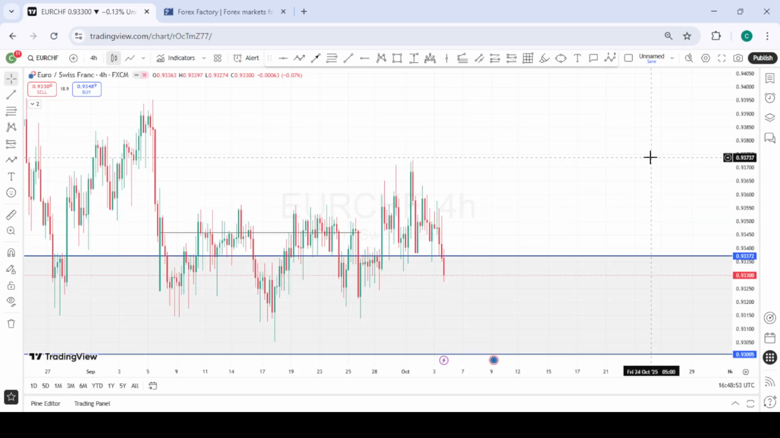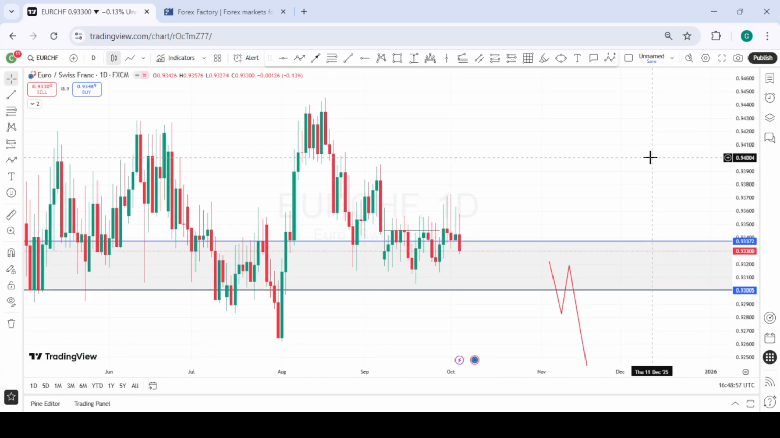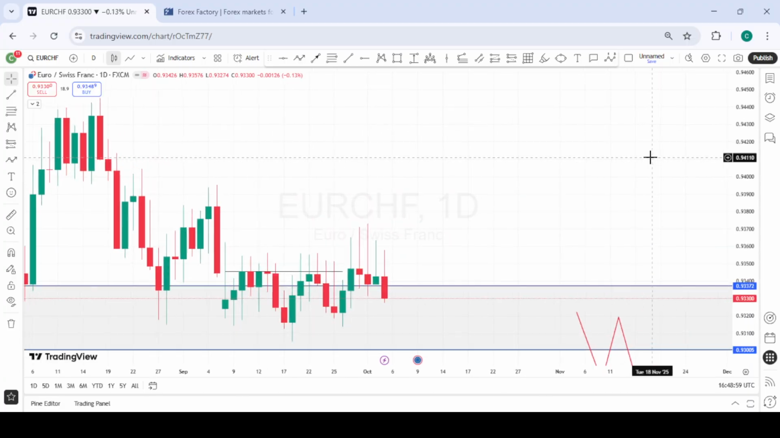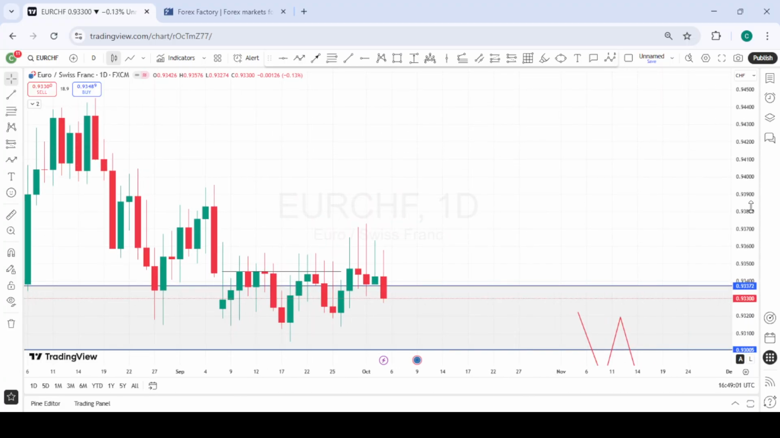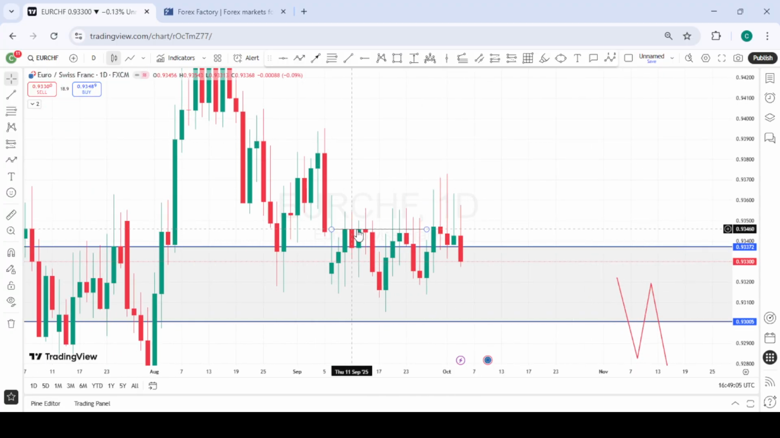We also have here EURCHF, and it's actually giving us the movement that we've been expecting from the previous weeks. We're expecting this daily structure to be broken, and we had that break with this bullish candle, this daily candle.